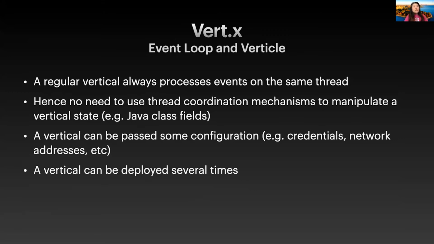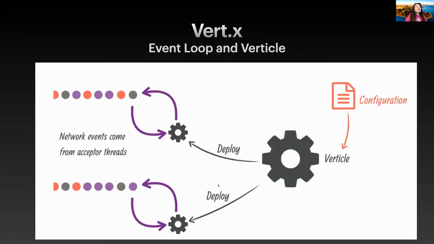And a verticle can be passed some configuration like credentials, network addresses, all of these configurations, and can be deployed multiple times, and you can deploy other verticles as well. So here's a picture of that. This is an example of a configuration coming to the verticle, and the verticle gets deployed multiple times. And so basically network events will come from the acceptor threads.